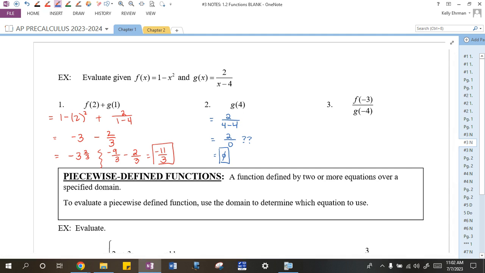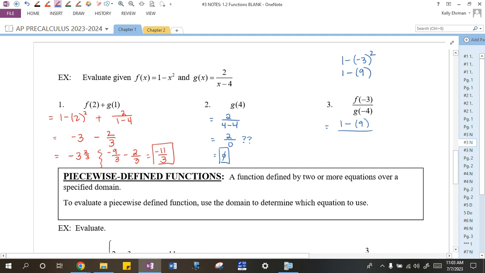Okay, last one of these. f of negative 3 divided by g of negative 4. So f of negative 3 is going to be 1 minus, and then we're squaring negative 3. So that becomes positive 9, but it's still 1 minus. I get this mistake a lot, actually. I want to talk about this. You can't make minus negative plus before you square because you're multiplying before you use an exponent, and that goes against order of operations. So we make it 1 minus 9. So that's going to be negative 8.